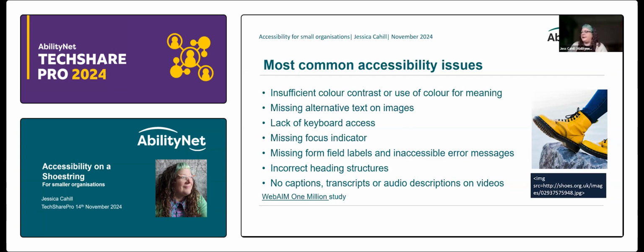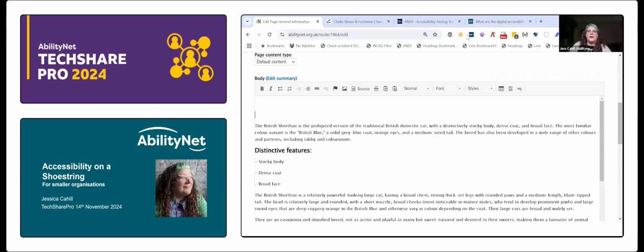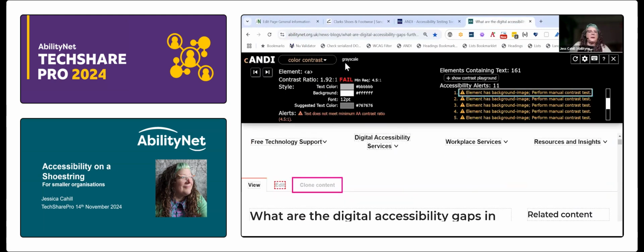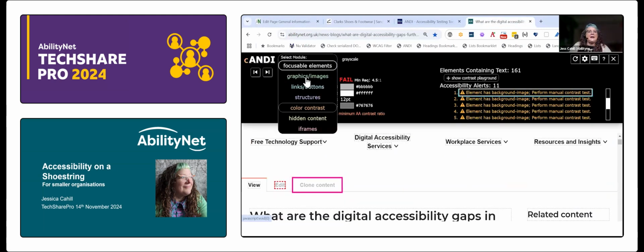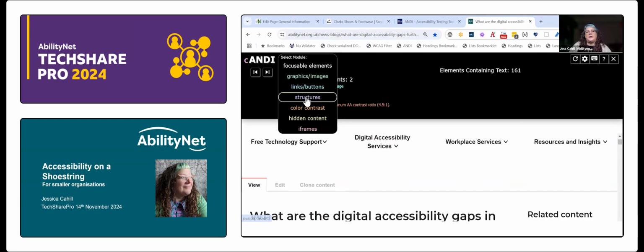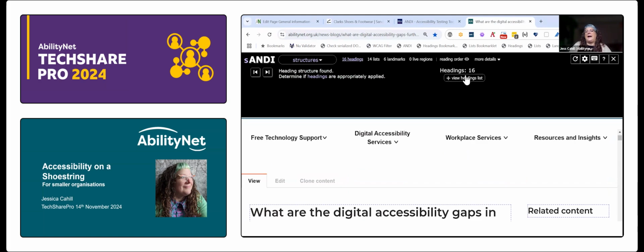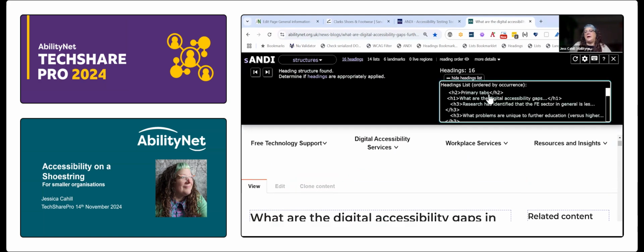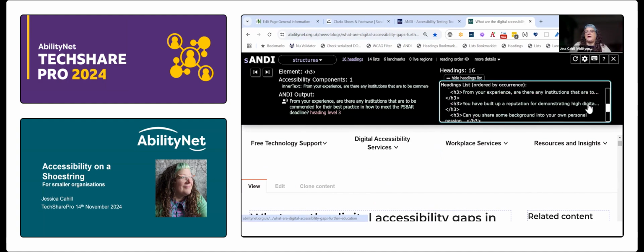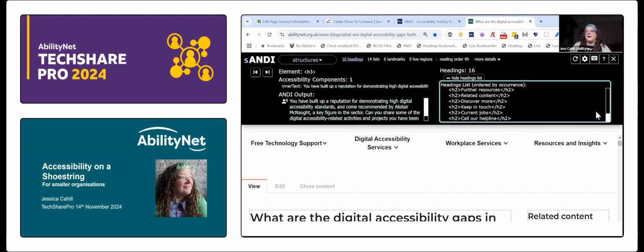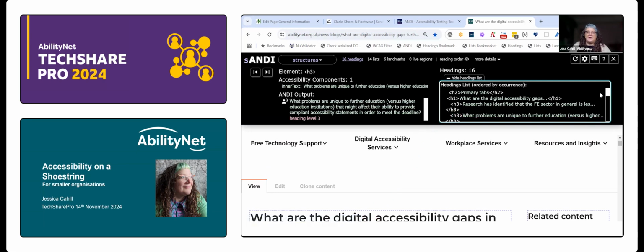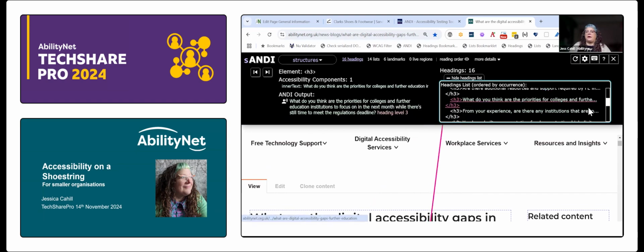So a lot of these things we've already looked at how to test. We skipped headings. I'll just quickly show you how to test for headings. So if we go back to the AbilityNet website and to Andy, we've got in the drop down something called structures and headings here on the right. And we can open up this headings list and it shows us the heading structure of our page. So we can make sure that the headings are actually correctly describing the content and that the structure is logical.